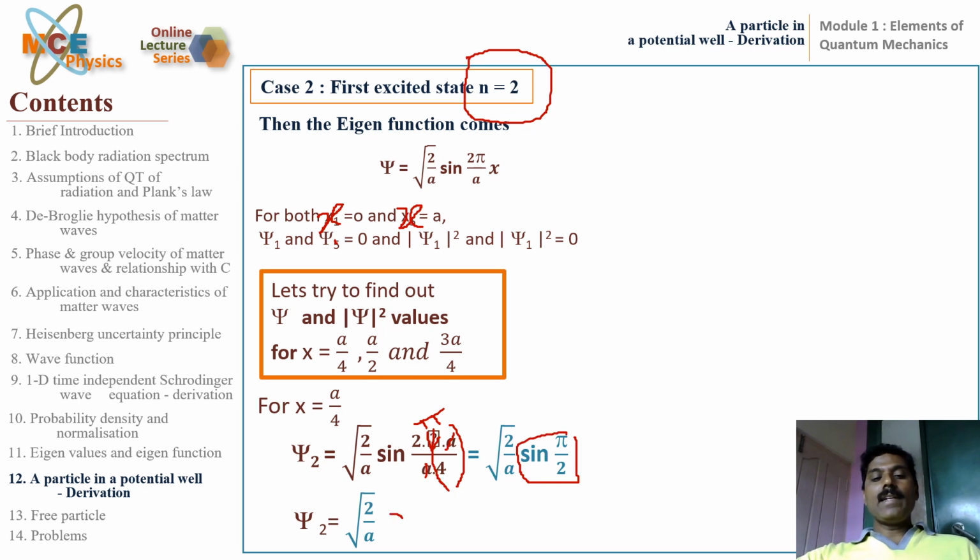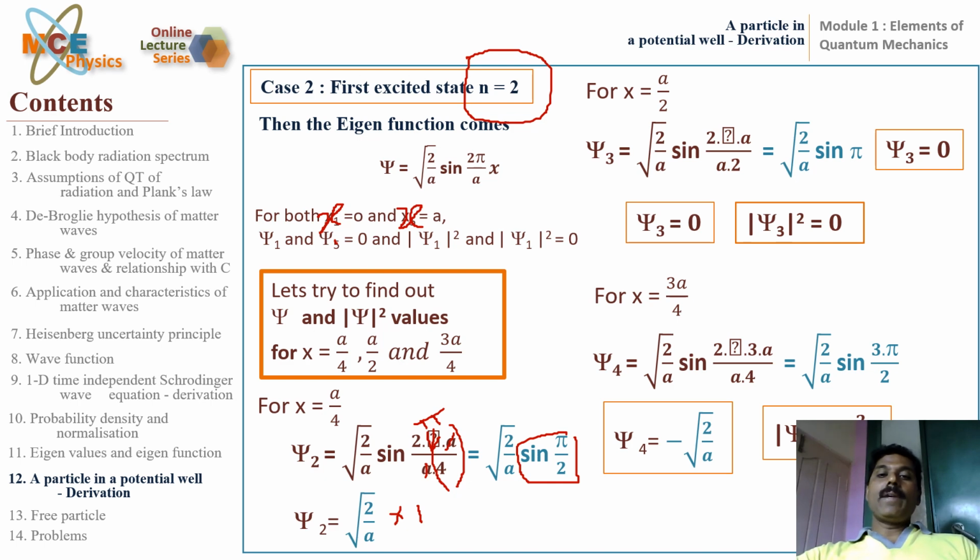Therefore, you will get psi value equal to square root of 2 by a. And similarly, if you put x equal to a by 2, here it is 2 pi into a divided by 2. A by 2 is taken in the place of x. So 2 cancels, a also cancels, sin pi remains. So that psi value is equal to 0 because sin pi is 0.